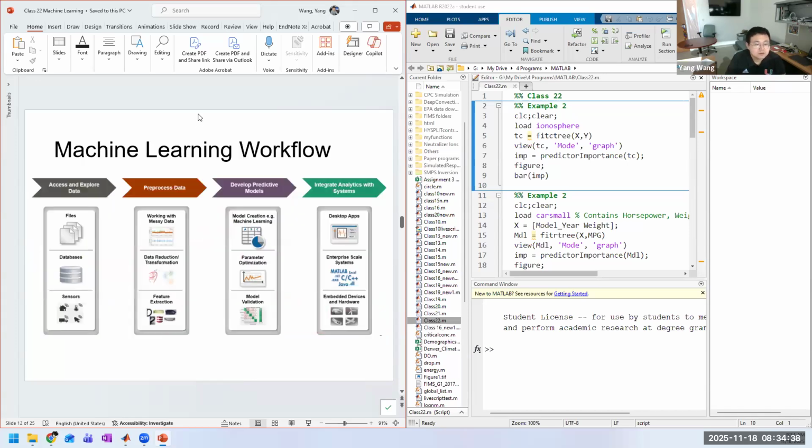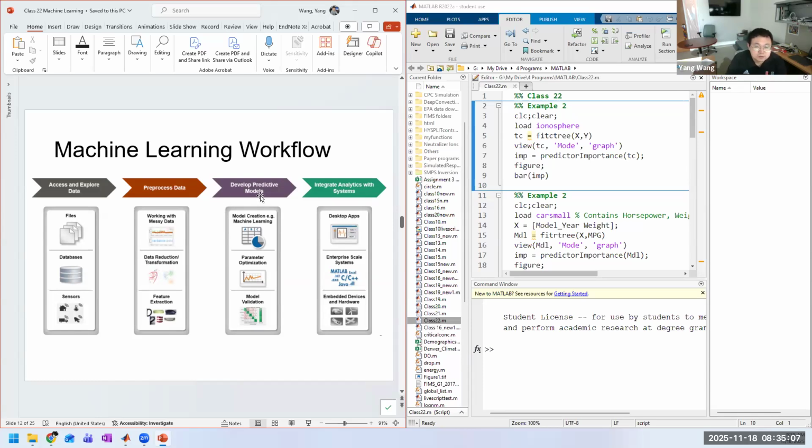Machine learning also has its own workflow. First, you have to access and explore data. You also have to pre-process data. What pre-processing means is that you remove the redundant data and the data you don't want, with data reduction and transformation, working with messy data. Then extract certain features, for example, the size, the color, the object, the velocity, the speed, and so on and so forth.